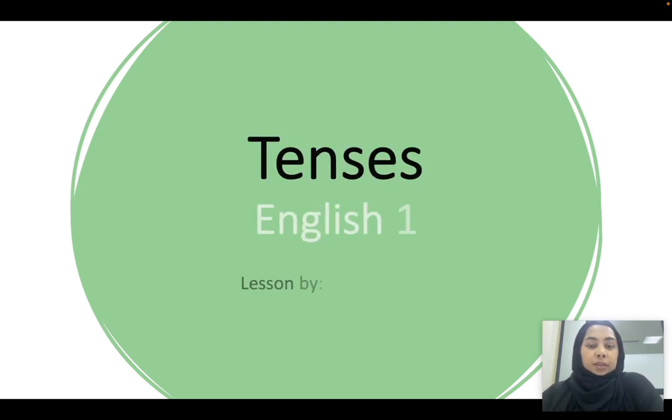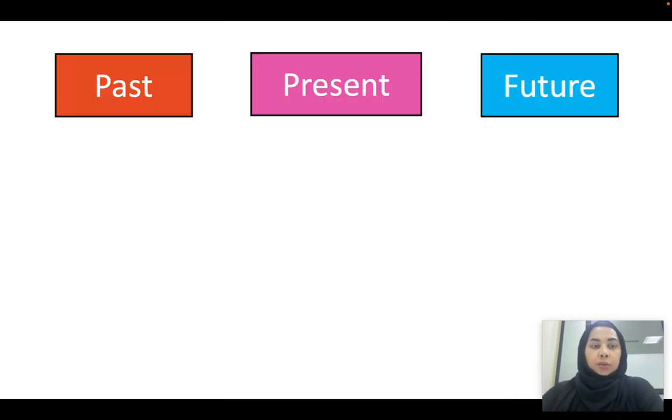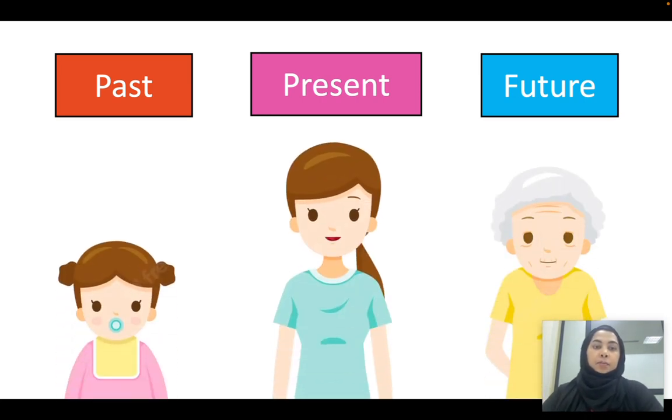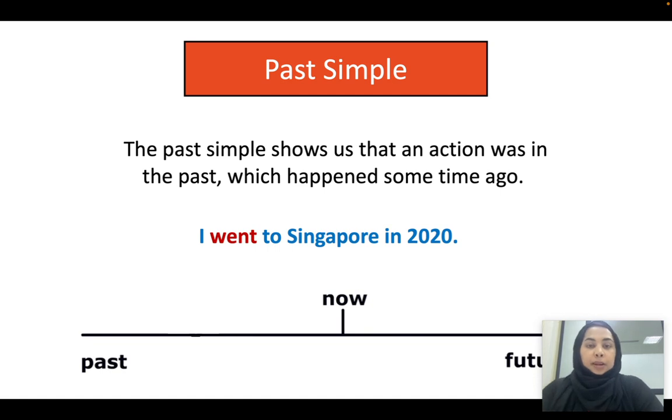We're going to learn about the tenses. Here's a question. How many tenses do we have in the English language? We have three tenses, the past, the present, and the future. Let's talk about the easy part, which is the past.